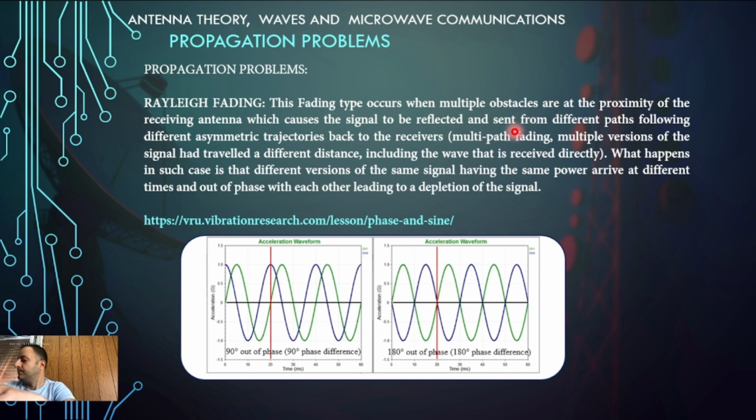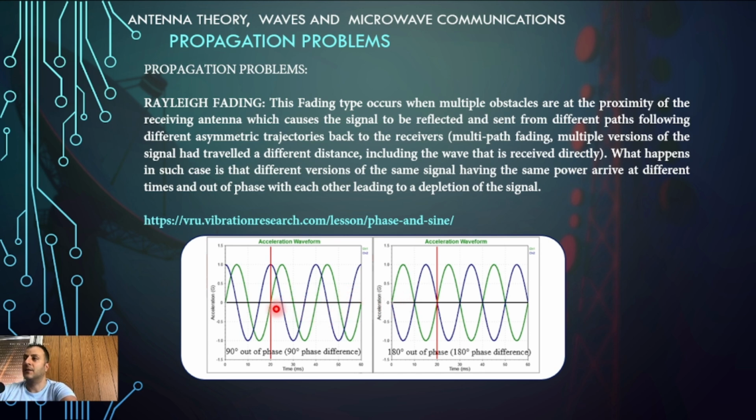Rayleigh fading. Another type of fading is the Rayleigh fading. This fading type occurs when multiple obstacles are in proximity of the receiving antenna, which causes the signal to be reflected and sent from different paths following different asymmetric trajectories back to the receiver. So you have multipath fading. Multiple versions of the signal have traveled different distances, including the wave that is received directly. What happens in such a case is that different versions of the same signal having the same power arrive at different times, meaning they are out of phase. The timing affects the phase of the signal.